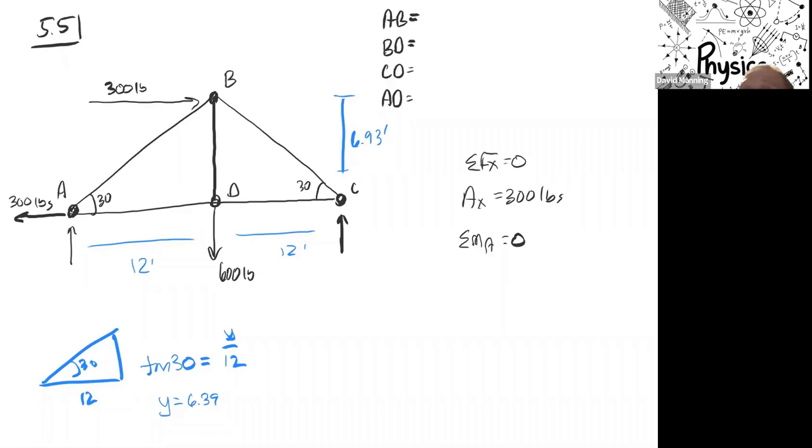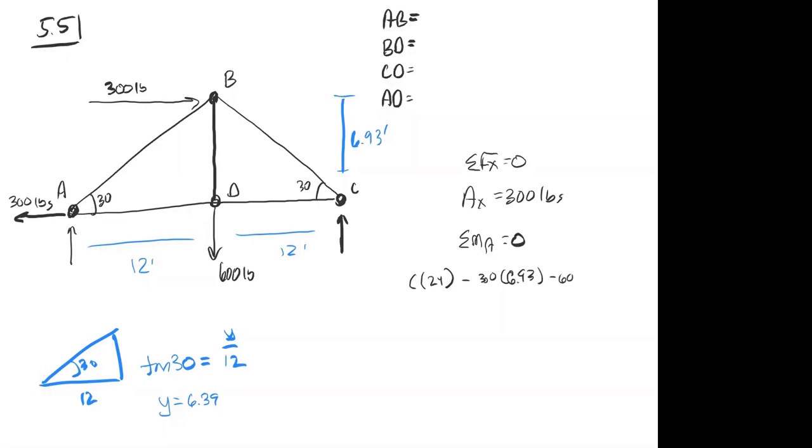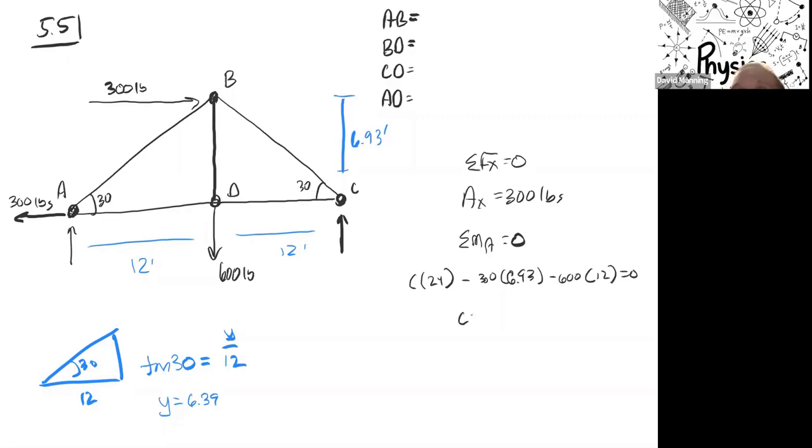So 300 and 600 are both going negative. So C is going positive. So C times 24 minus 300 times 6.93 minus 600 times 12 equals 0. 6.39, I thought. Thank you, 6.39. So C equals $379.88.